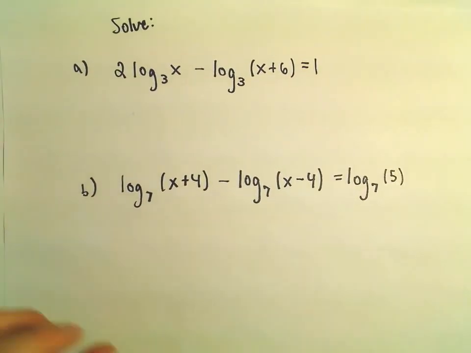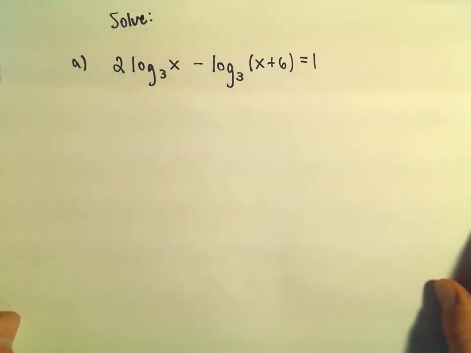so this is something you just have to worry about at the end. So in A here, we're going to solve 2 times log base 3 of x minus log base 3 of x plus 6 equals 1.